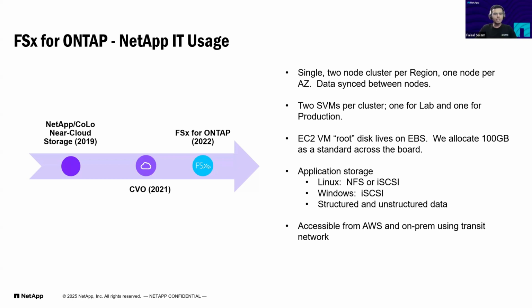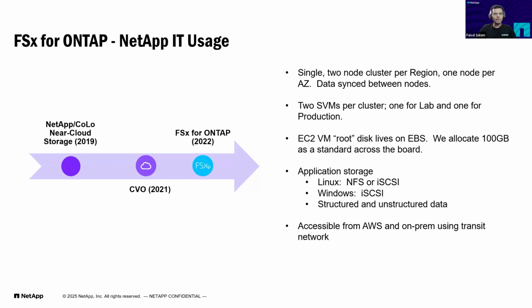To manage the AWS file system from on-premises, that's made possible using the AWS Transit Gateway. So we're able to add it to our tools like DII and BlueXP, and we will look at how we are managing and monitoring our FSx file systems today.